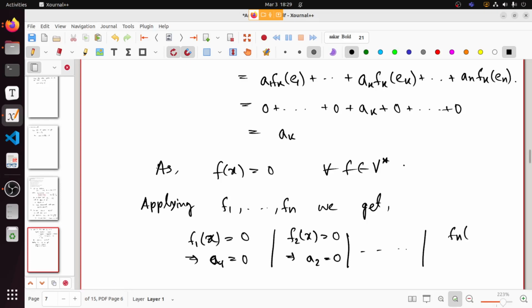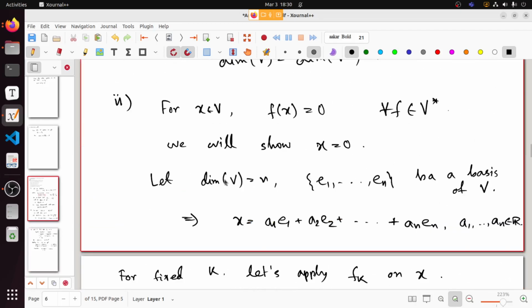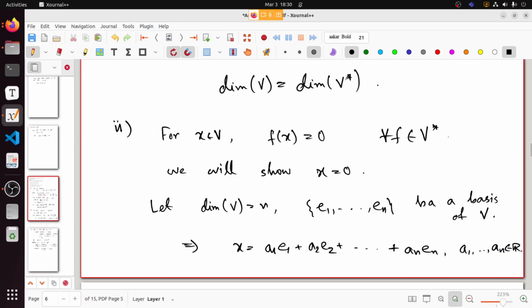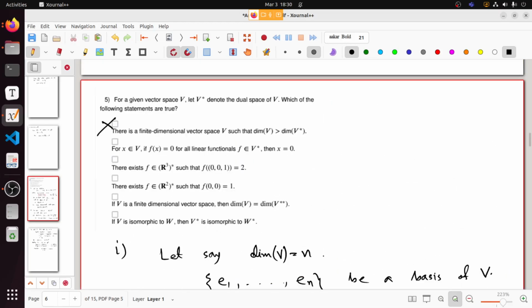And if you apply fn of x to 0, you will get an equals to 0. So you get all the coefficients are 0, therefore x equals a1 e1 plus dot dot dot an en, and all the coefficients are 0 means x is itself 0. So we have proved that if f(x) equals 0 for all f in B star, then x should be 0. So that second option is correct.